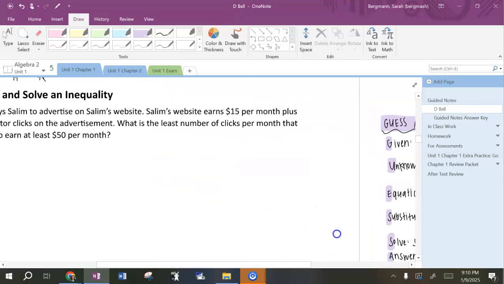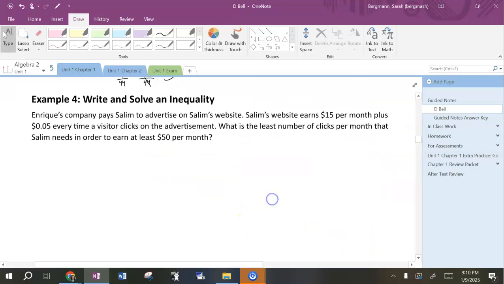So let's try out this method together. First, read the problem. I'm going to grab my highlighter so I can highlight anything that's important as I go. It says Enrique's company pays Salem to advertise on Salem's website. Salem's website earns $15 per month plus 5 cents every time a visitor clicks on the advertisement. What is the least number of clicks per month that Salem needs in order to earn at least $50 per month? So what I would suggest is read it all the way through once, then go highlight the given.